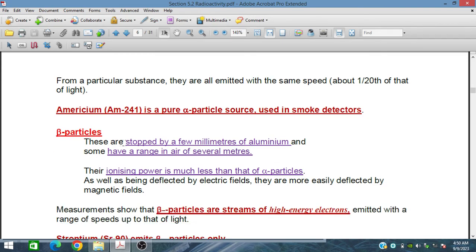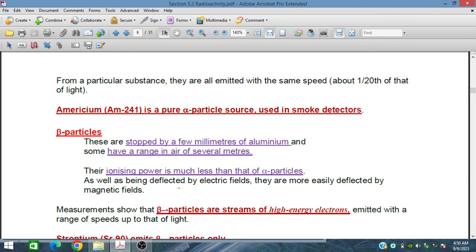Beta particles are stopped by a few millimeters of aluminum. Aluminum sheets are placed to stop the beta particles. They have a range in air of several meters. Their ionization power is less than the alpha particle. The alpha particle has the highest ionization power.